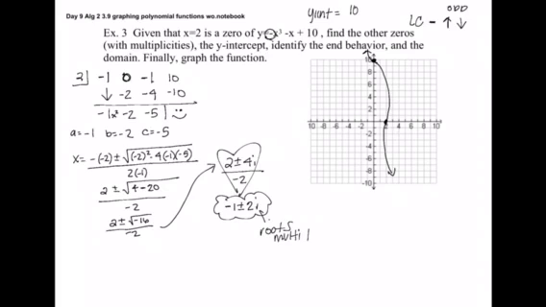So my end behavior: as x approaches negative infinity, y approaches positive infinity. As x approaches positive infinity, y approaches negative infinity. The domain would be all real numbers. So our domain in interval notation, we write from negative infinity to positive infinity, and then we've graphed our function.